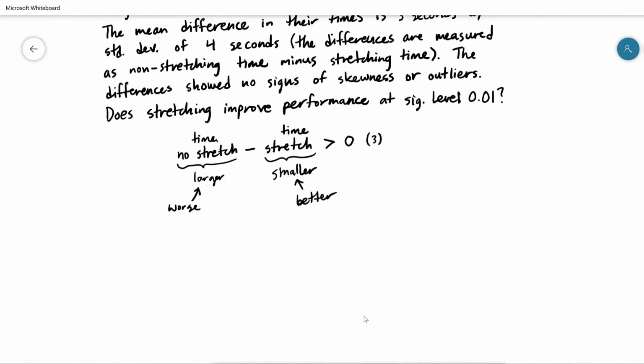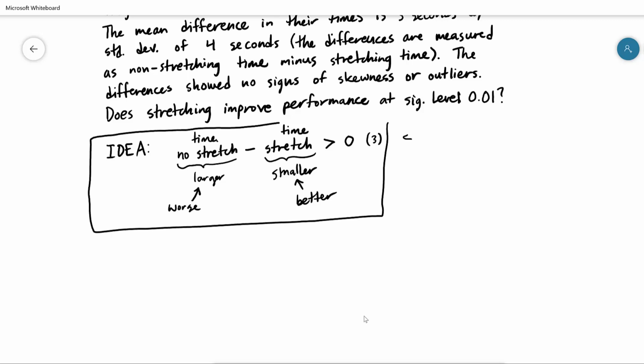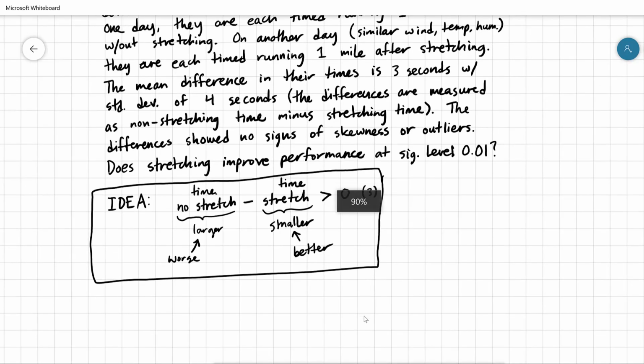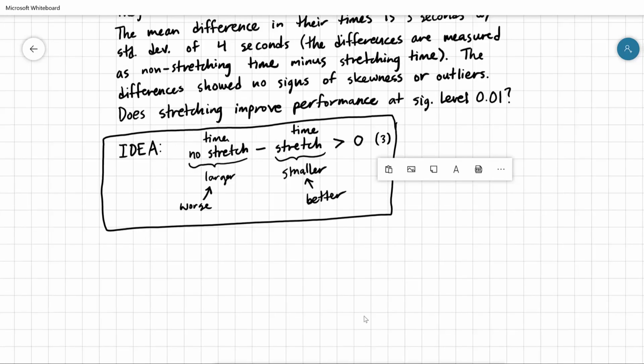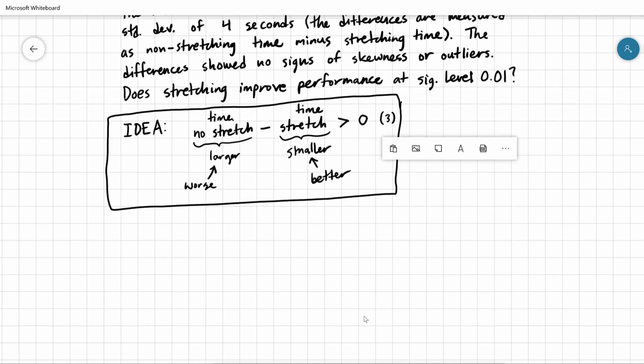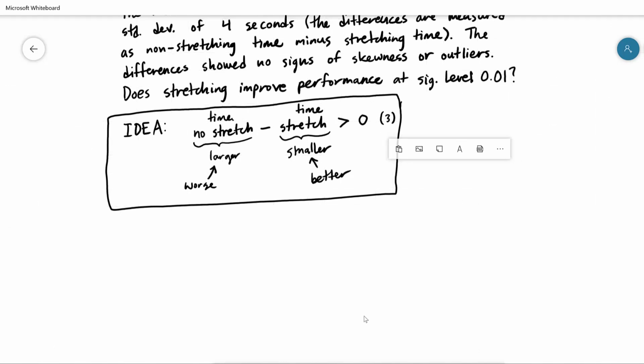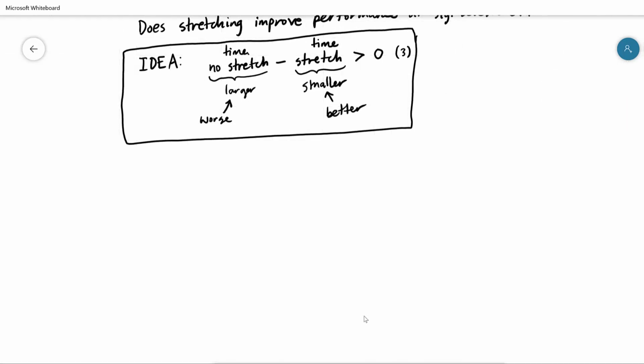So this is the idea. This is not really part of the hypothesis test here. This is just us checking the idea of, does our difference of 3 seconds that we found, is it even evidence of improved performance? And after thinking about what it means, we've concluded yes, a positive number does indeed indicate improved performance. Okay, so let's jump into the problem.